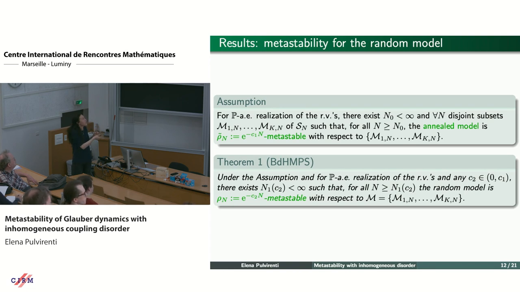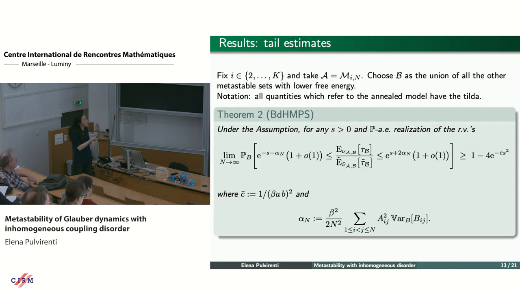This is nice. You have to pay a small price in the rho. It's going to be rho metastable with another rho. But the sets are the same. And the second theorem is, okay, now fix A, one of the minima, and take B to be any lower minima. Then you want to compare the mean heating time with the quench model with the mean heating time of the annealed model. In what sense? In the sense that their ratio, which is random, has the following tails.